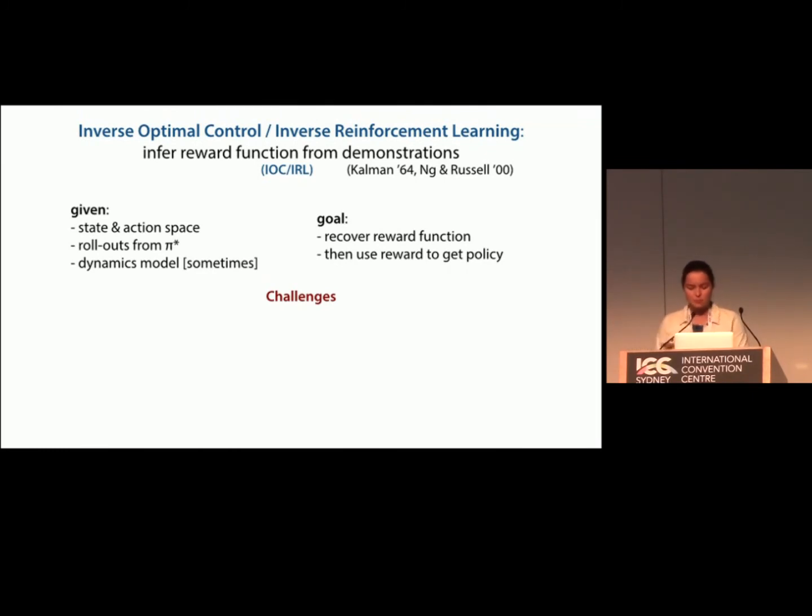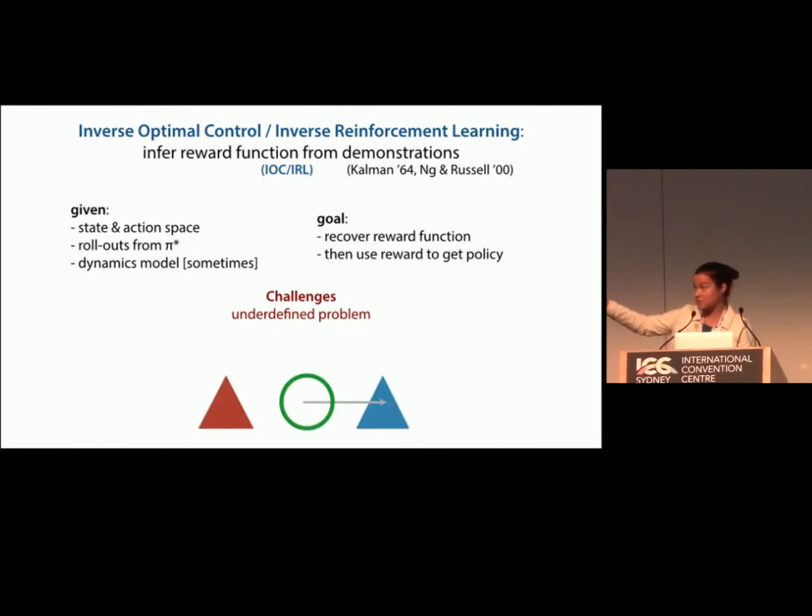So why is this a hard problem? Well, the first challenge is that it's underdefined. Imagine this setup where your agent is the green circle here, and you see this expert rollout. The reward function that the expert was acting under could be a number of things. It could be trying to reach the blue triangle. It could be trying to move away from the red triangle. Or maybe it just wants to move right. And this means that the problem is underdefined. There are many possible reward functions that could be underlying the expert's behavior.